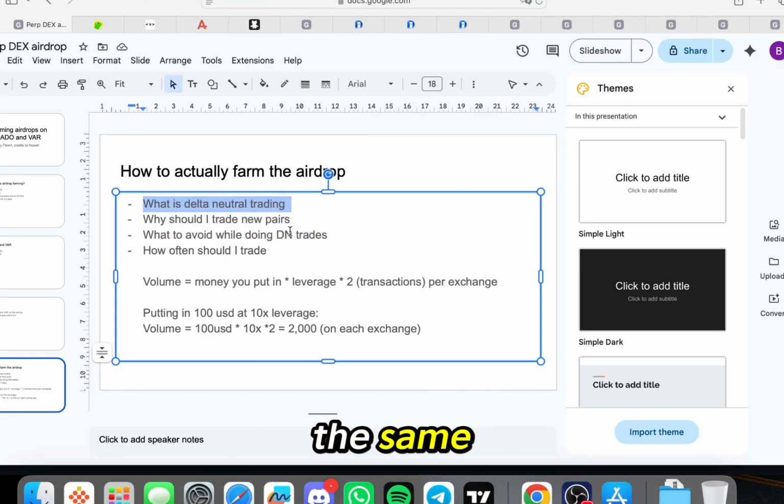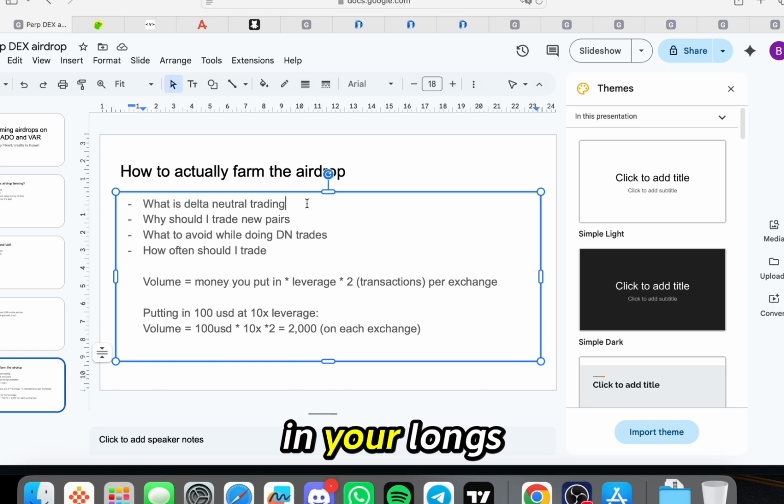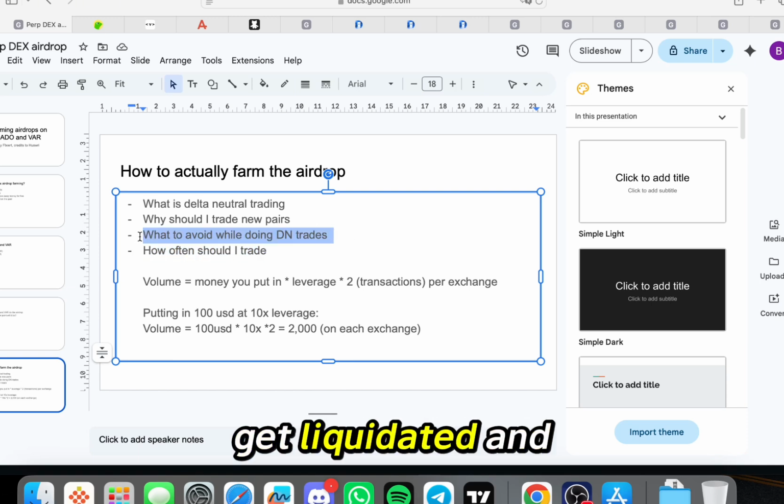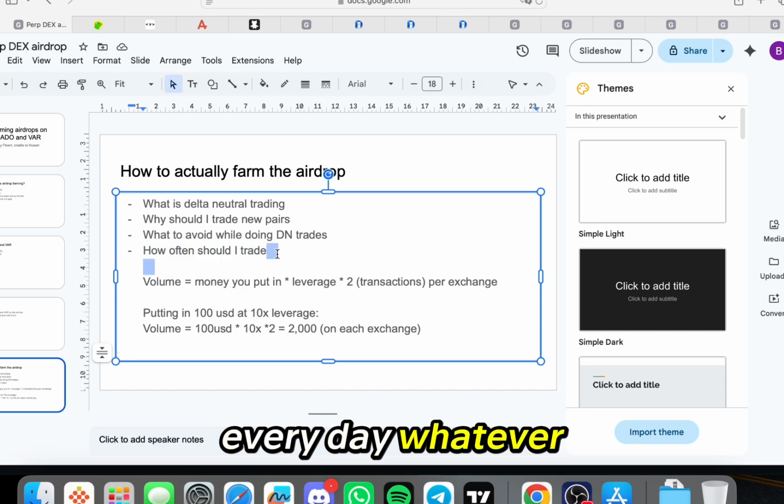Keep the leverage the same, keep leverage settings the same. Try to get prices around equal entry prices in your longs and shorts. Trade the new pairs. Don't have too high leverage, and close your trades in the evening if you are afraid that your position will get liquidated. And trade around once every couple of days, once every 2 days, or once every day, whatever you want.